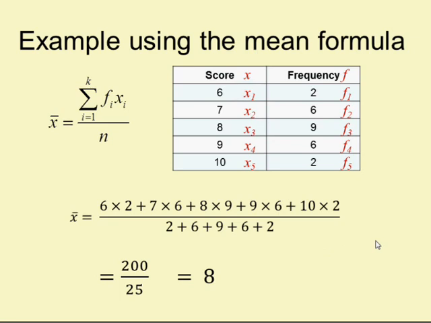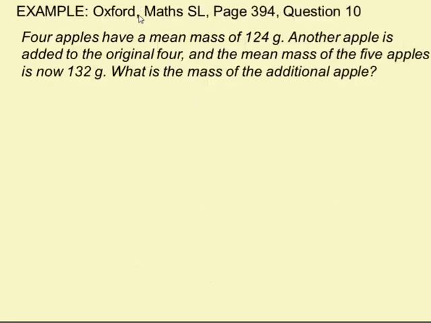Okay, one final question, and this comes from the Oxford Maths Standard Level book, the old edition. There are 4 apples, and the mean of the mass of the apples is 124 grams. If I add in another apple, the mean mass is going to change to 132. How much did that apple weigh? So you know the answer is going to be something around this. It's probably going to be pretty big, because it's increased the average mass by 8 grams.